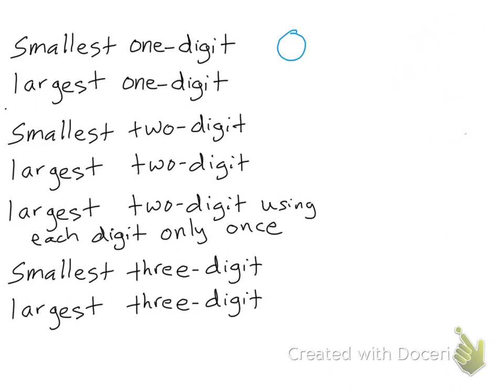Okay, so let's look at these. My smallest one-digit number is 0. The largest one-digit number is 9. So my smallest two-digit number is going to be a 1 and a 0. Why isn't it 0, 1? Well, that's because the number 0, 1 is the same as 1, and that's a one-digit number. So the smallest two-digit number is 10. The largest two-digit number is 99.